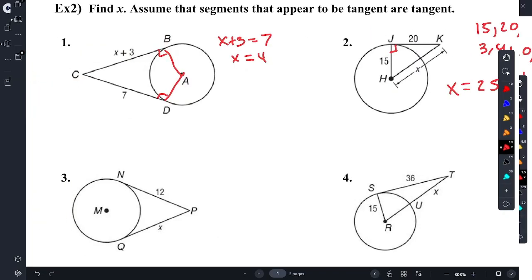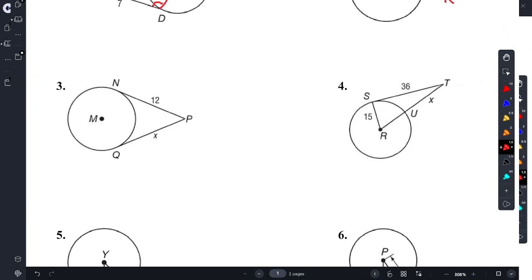All right, next one. Okay, welcome to the world's easiest problem. What is it? 12.